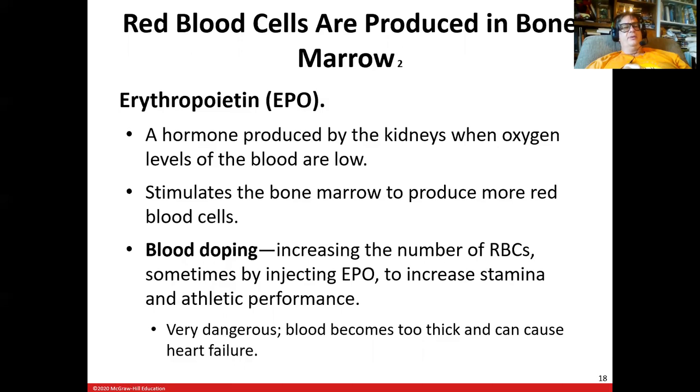Super dangerous because the blood gets really, really thick. There are too many red blood cells. We call that polycythemia. And that's why you'd have perfectly healthy athletes keeling over dead from heart attacks. It's because the blood got too thick with all the extra cells that were added for the heart to even pump right. Really messy. So that's old school.